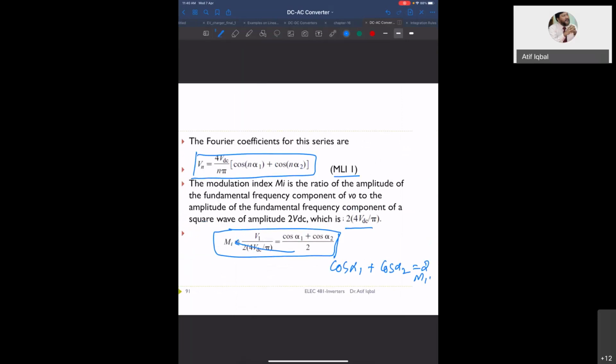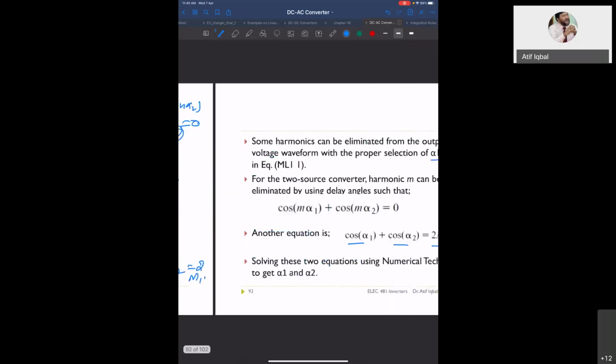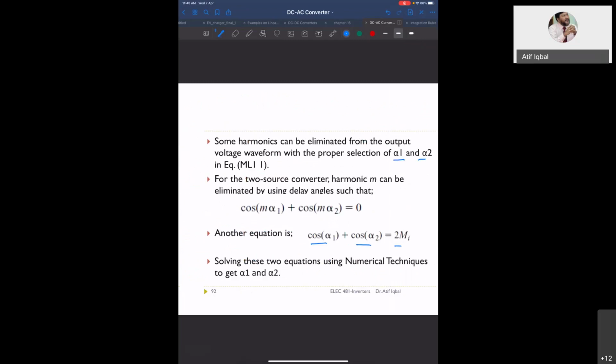And another equation comes from this: if you want to make the nth harmonic 0, then this term should be 0. So cos of n alpha 1 plus cos of n alpha 2 should be equal to 0. You get this as equation number 2. Now you solve these two equations, you can get the alpha 1 and alpha 2 values, so that we can eliminate certain harmonics. Suppose you want to eliminate the fifth harmonic, then it will be cos 5 alpha 1 plus cos 5 alpha 2 is equal to 0. The other equation is cos alpha 1 plus cos alpha 2 equal to 2 times the modulation index.